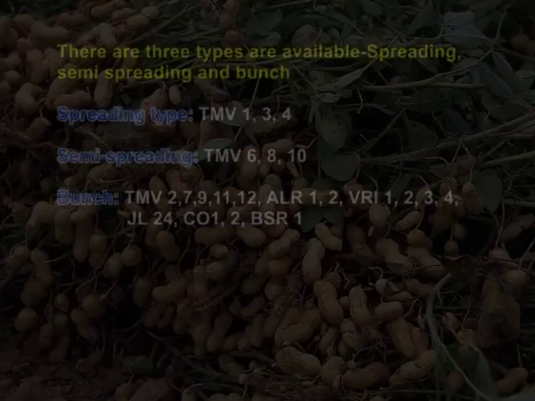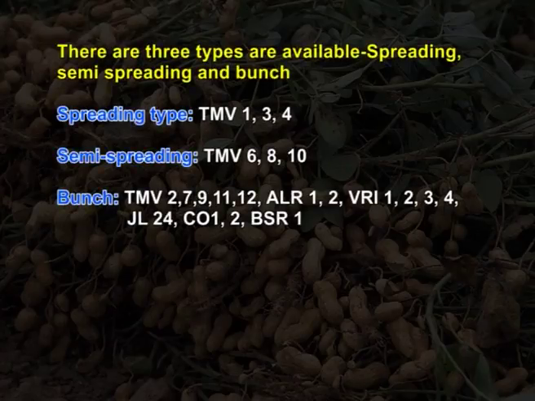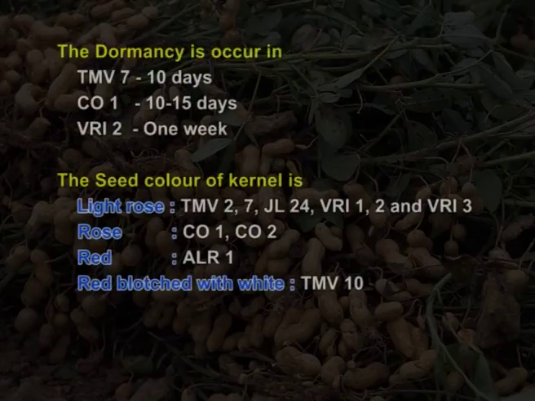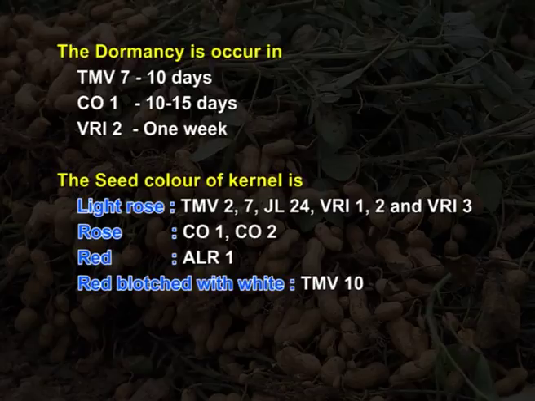The varieties. There are 3 types available, that is spreading variety, semi-spreading variety and bunchy type. For the spreading type, examples are TMV 1, 3, 4. For semi-spreading varieties, examples are TMV 6, 8, 10. For the bunchy type, examples are TMV 2, 7, 9, 11, 12 and ALR 1 and 2, then VRI 1, 2, 3, 4, JL 24, CO1, CO2 and BSR 1. Dormancy occurs in some of the varieties. For example, TMV 7 undergoes dormancy of 10 days, in CO1 10 to 15 days, and in VRI 2 1 week dormancy occurs.